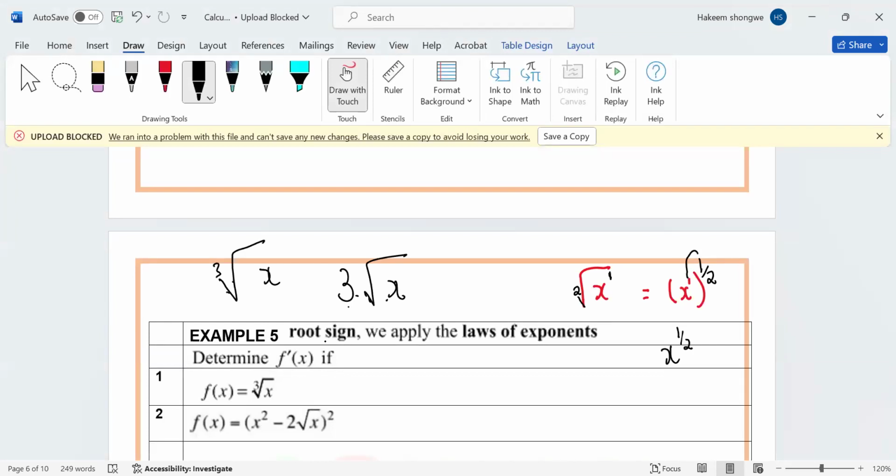How would I write this one? Let's start with this one. This one we said is to the power of 1. So it means it is going to be x to the power 1 all over 3. Now let's look at this one.